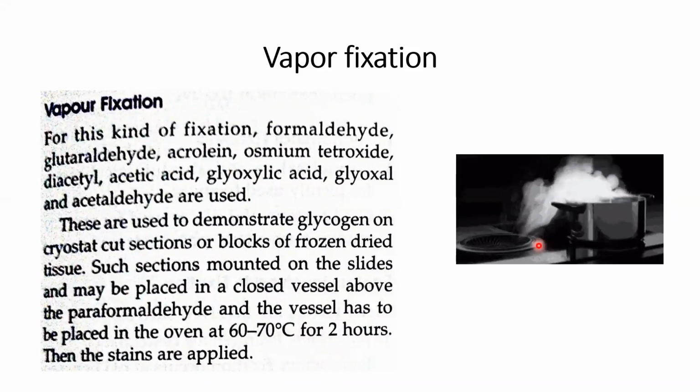Okay, so this vapor fixative is used for demonstration of glycogen deposits within the tissue, and we can achieve these vapors at 60 to 70 degrees centigrade, and we need to subject the tissue for almost 2 hours over the vapors of this particular fixative. So for 2 hours we need to suspend the tissue at a temperature of 60 to 70 degrees centigrade to get an ideal fixation. Okay, so this is all about vapor fixation.